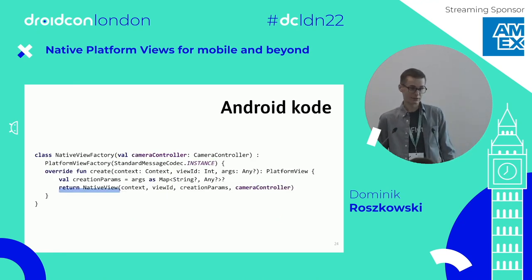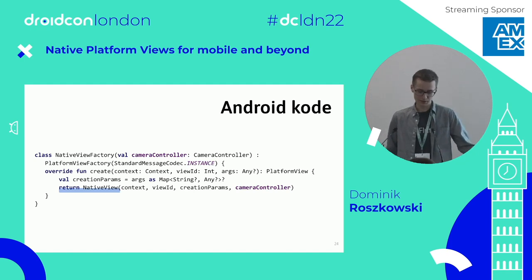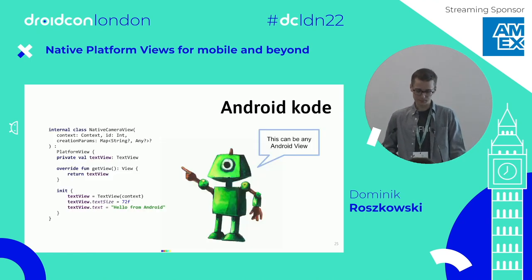Then the native view factory, which is again implementing the platform view factory interface, just needs to know what kind of view needs to be returned. And here I'm just calling it native view, and I'm passing the camera controller that will use methods exposed by the method channel, like take picture. And our native view here is super simple. Again, just a hello from Android label at the center.